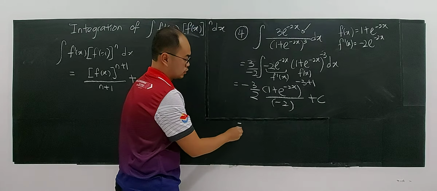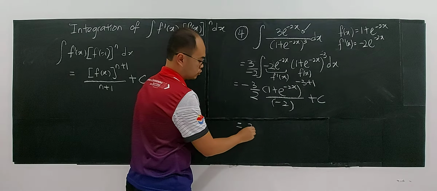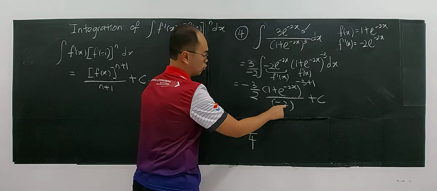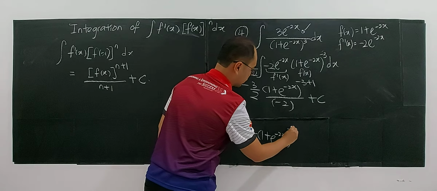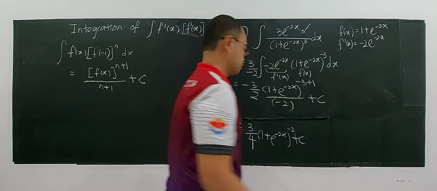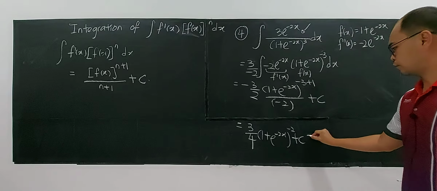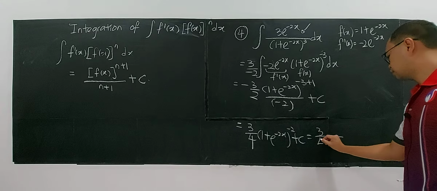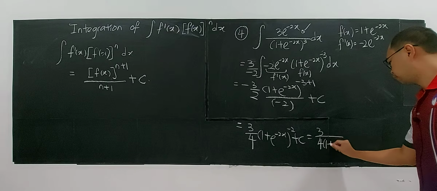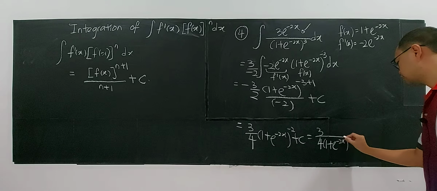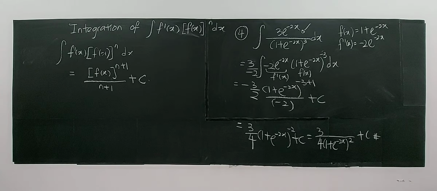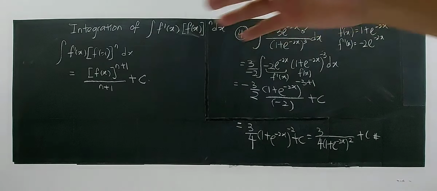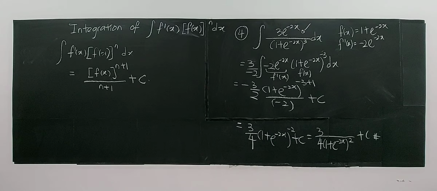As simple as that. So we have positive 3 over 4 times (1 plus e to the power of negative 2x) to the power of negative 2, plus c. So this is a correct way of integrating this function. So that is 3 over 4 times (1 plus e to the power of negative 2x) squared in the denominator, plus c. Alright, so this is the way of using the formula in solving these cases.